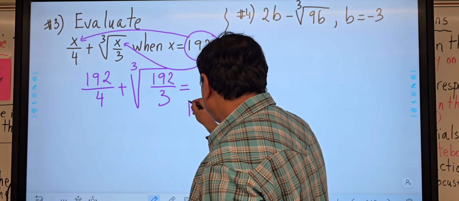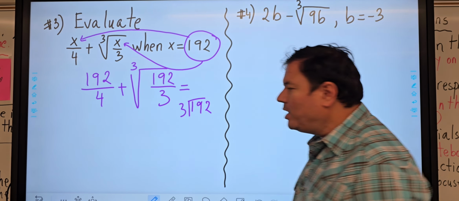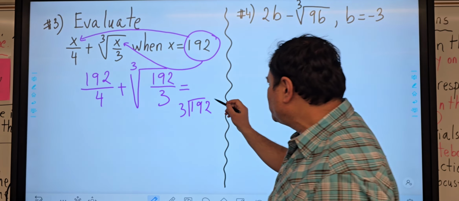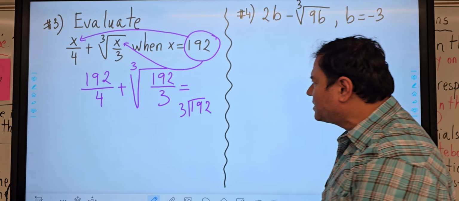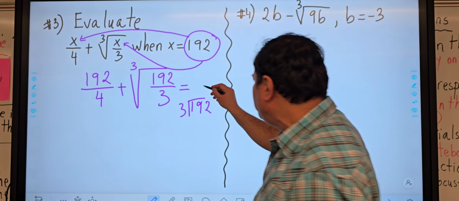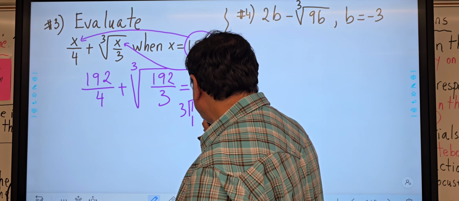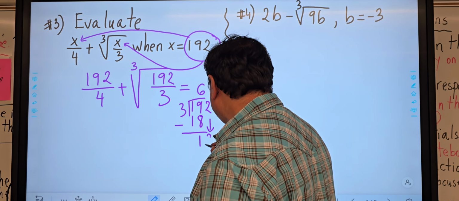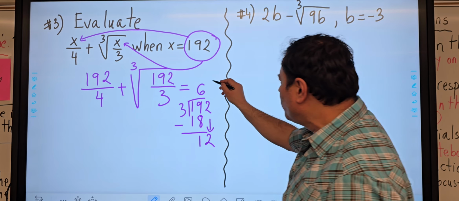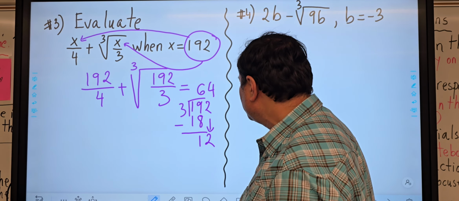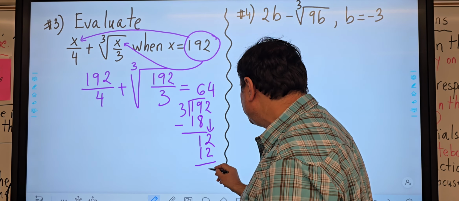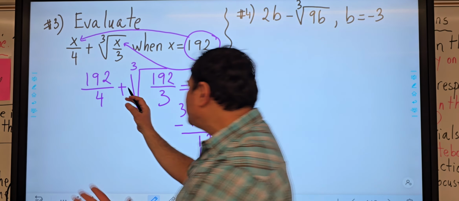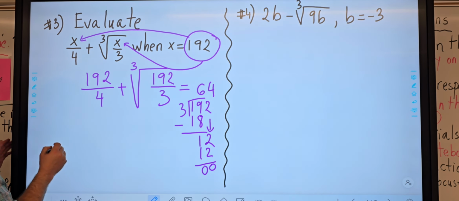192 divided by 3. And we know that 3 goes into 19 about, let's see, 6 times. 6 times 3 is 18. Subtract, we get 1 and 12. 3 into 12, 4 times. So 4 times 3 is 12. Okay? So now, and also let's divide 192 divided by 4.